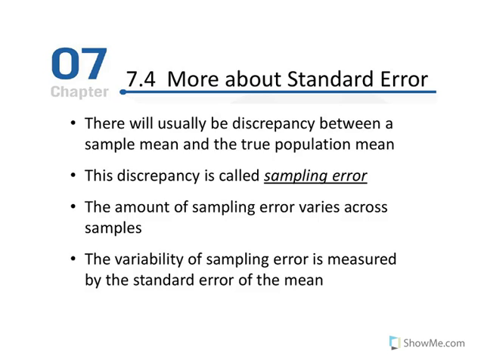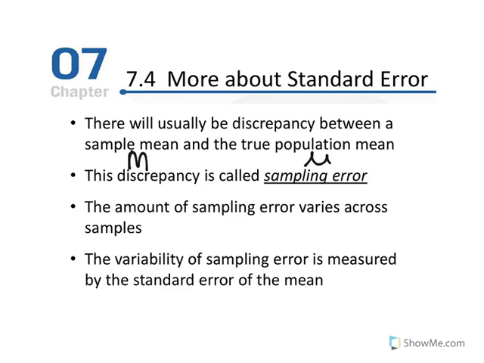Chapter 7, Probability and Samples, the distribution of sample means. There will usually be a discrepancy between the sample mean, which is denoted by M, and the true population mean. We recognize that if we take a sample from a population, the sample statistic won't always be identical to the population. In fact, it's rare that it would be identical. We expect some difference. This discrepancy or difference is referred to as sampling error.